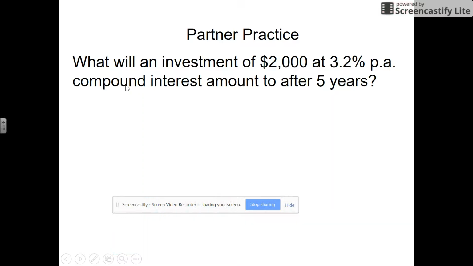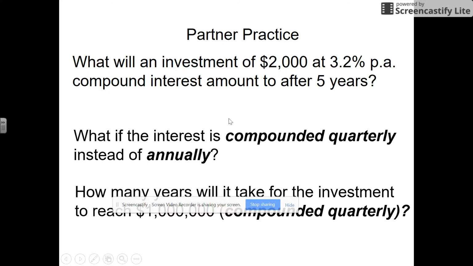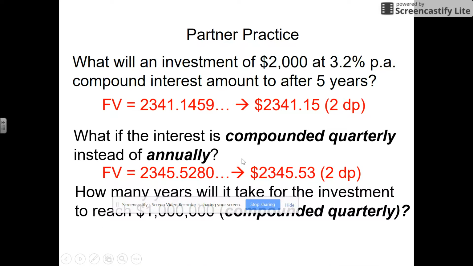$7.32. So with your partner, work this one out. 2,000 at 3.8 compound interest after 5 years versus quarterly instead of annually. And then how long will it take you to reach $1 million? So the future value here, when you do it, is $2,341.15. That's only going to be 5 because 5 years, once a year, that's putting in 5 for N. And if you do it quarterly, you end up with a little bit more. Notice it's not that big of a difference.